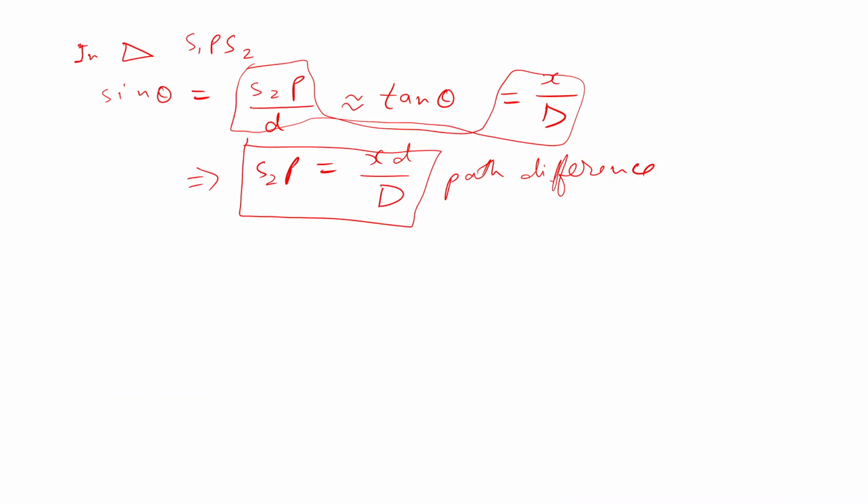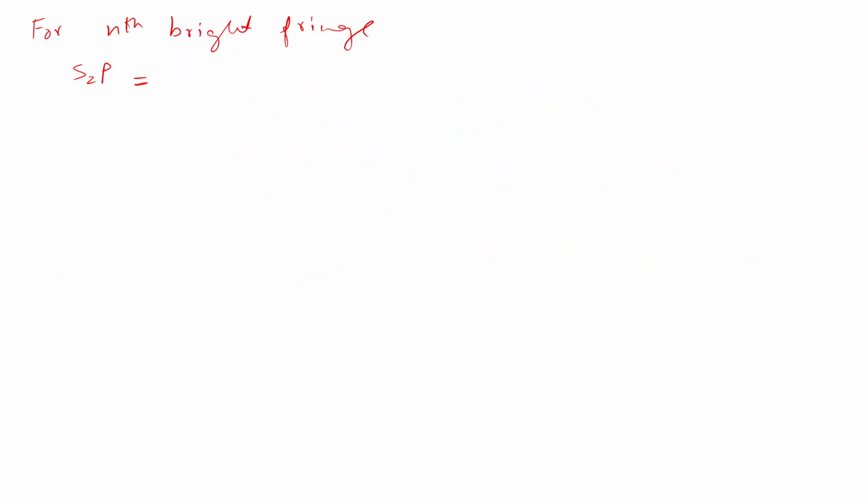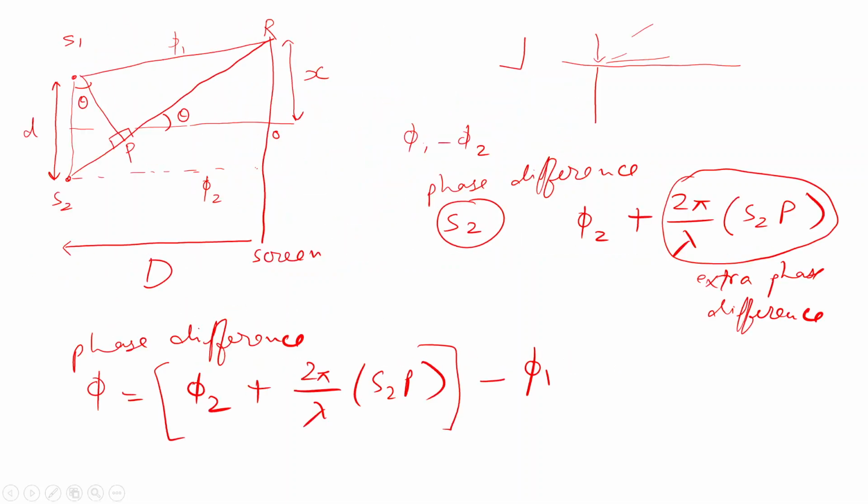Yeah, so what I'll do here. For the nth bright fringe, we are not particularly saying first or second, we are just saying for some nth bright fringe, the path difference as we saw here was xd by D. So that x, which is the distance from the center to that particular fringe, if we are talking about the first, then it will be 1x. If we are talking about the nth fringe, then it will be n times x.